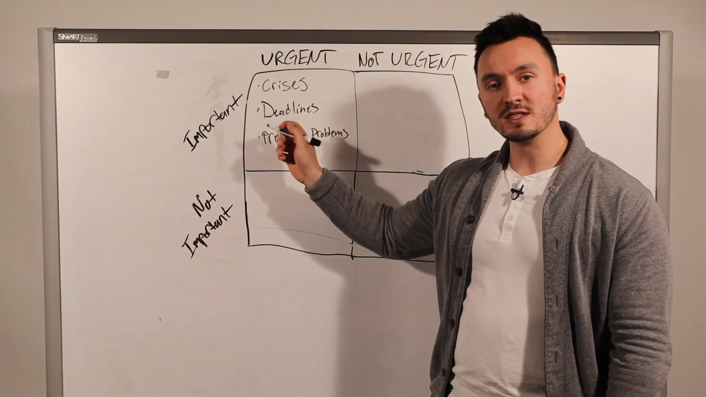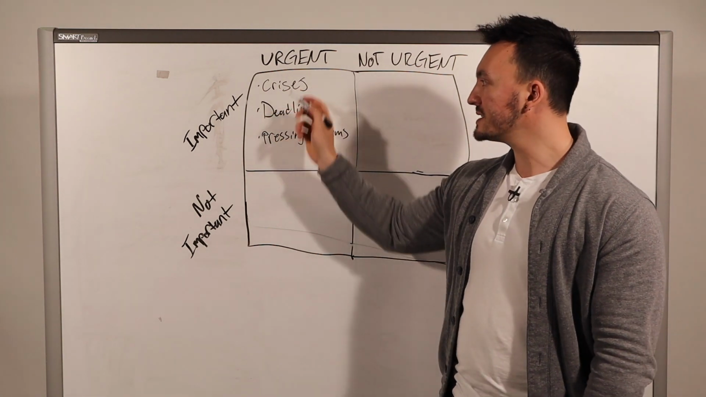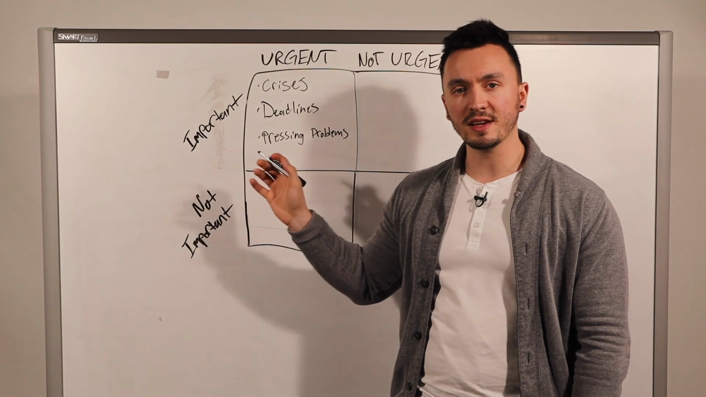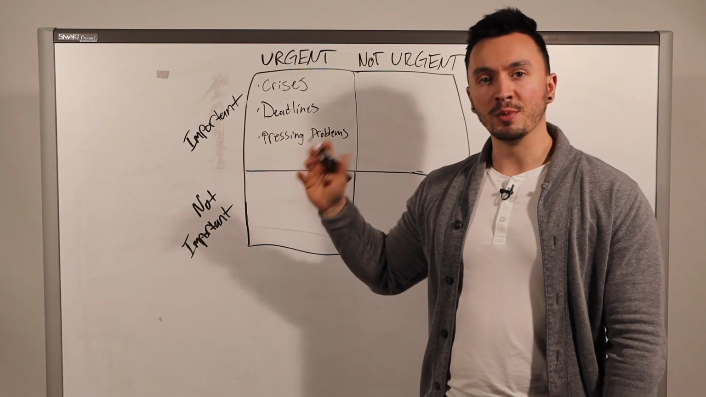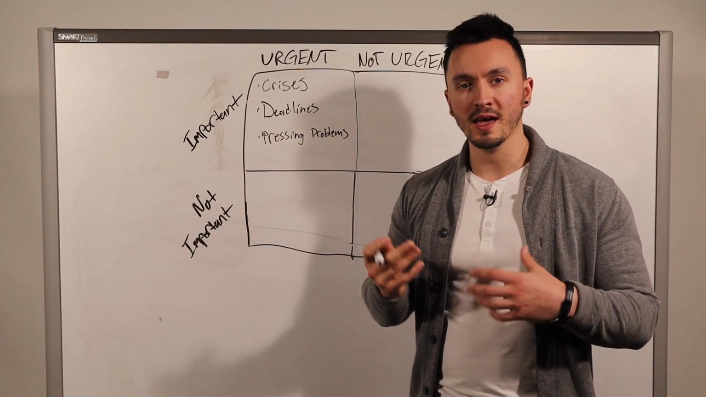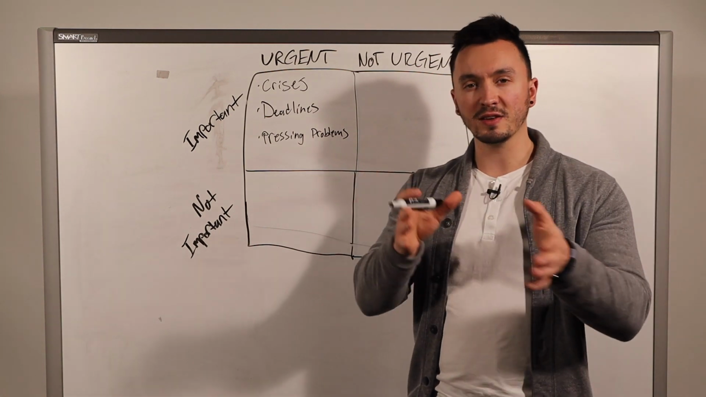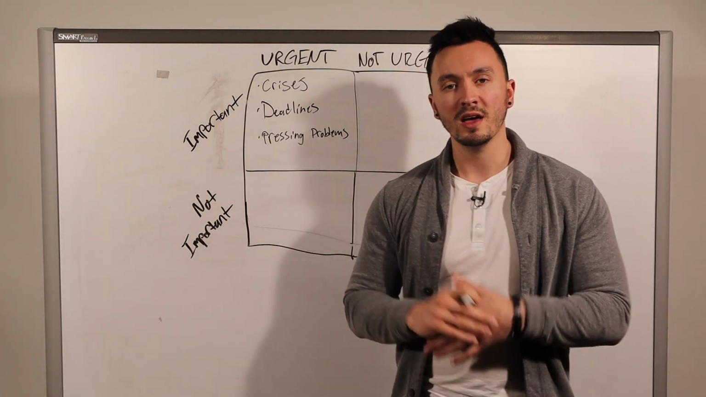So yeah, I want you to spend some time here figuring out other things that are urgent and important. If you can't come up with anything else, that's fine. You can use these examples here, but the whole point is to get your brain working into dissecting the different types of things that take up your time in our lives.